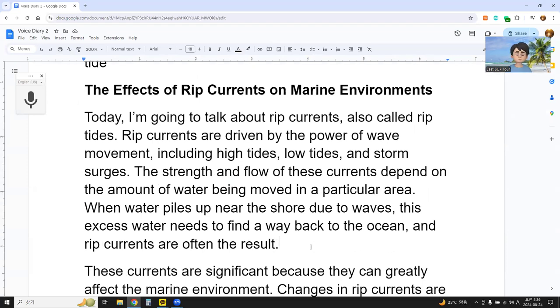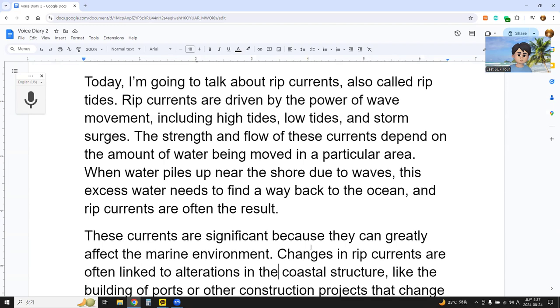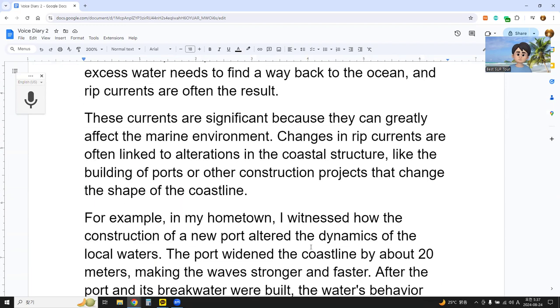The effects of the current on marine environment. Today, I'm going to talk about the current source called the tide. The currents are driven to power the wave movements, including high tide, low tide, and storm surges. The strength and flow of these currents depend on the amount of water being moved in a particular area. When water piles up near the shore due to waves, this excess water needs to find a way back to the ocean, and the lake currents are often the result. And these currents are significant because they can greatly affect the marine environment.